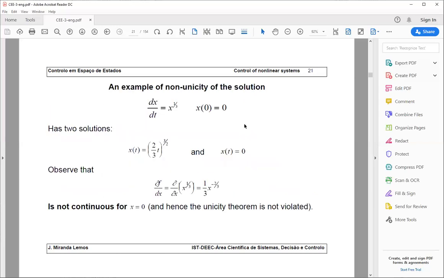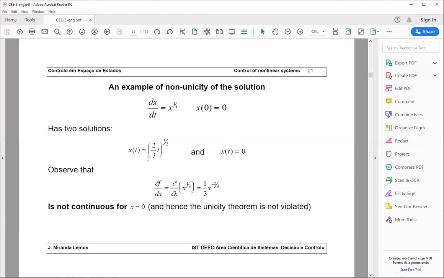Let's see one example. Consider this equation in which x is scalar and dx/dt is the cubic root of x. Well, it looks quite peaceful, and you have an initial condition, x(0) equals 0. Now, one solution that verifies this equation with this initial condition is just to ask that x(t) is 0 for all possible t's. If you replace it here, it is immediate.